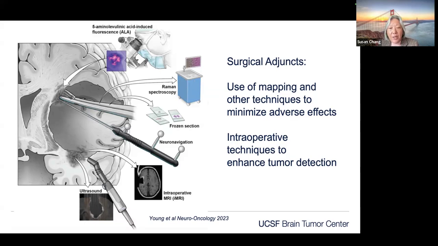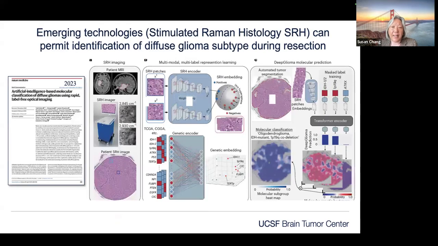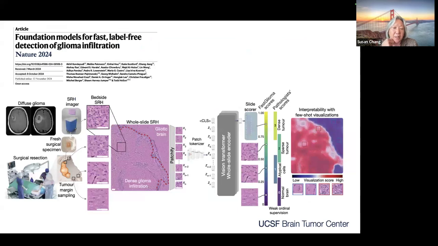But what's interesting is also the intraoperative techniques to enhance tumor detection. I think we're all aware of the use of 5-ALA, neuronavigation, intraoperative MRI, and so forth. But I think what's exciting is the use of Raman spectroscopy that is really emerging to identify not only different subgroups of tumors, but more recently by the group here, you can see using this to have a fast label-free detection of glioma infiltration at the time of doing surgery. So this is something that encompasses artificial intelligence, as well as really interesting ways to look at simulated Raman histology integrated into the workflow of the surgical resection as well.